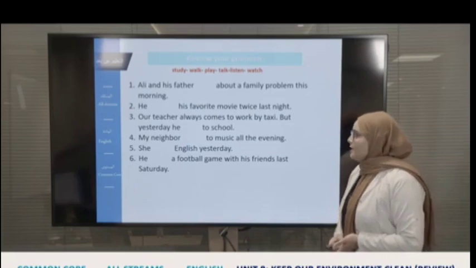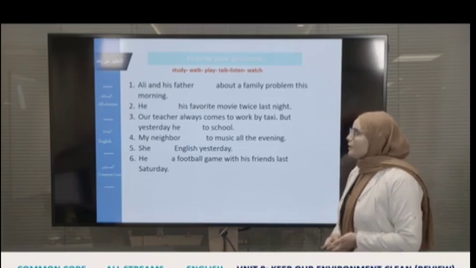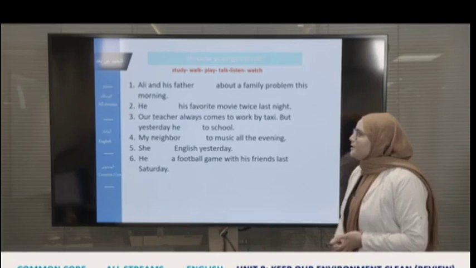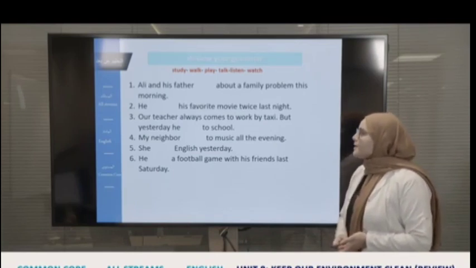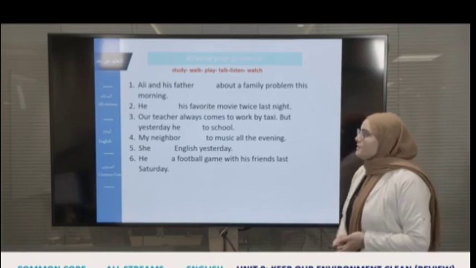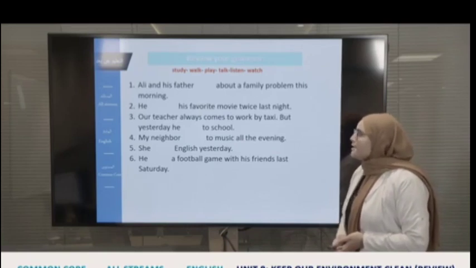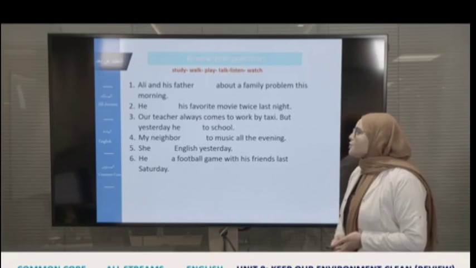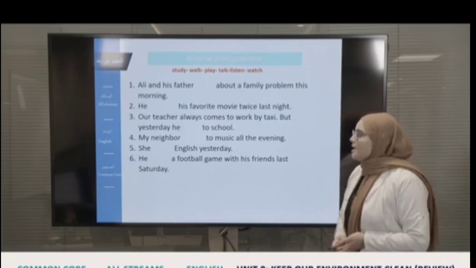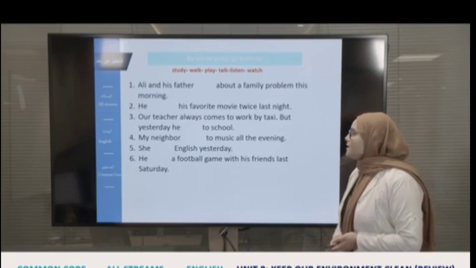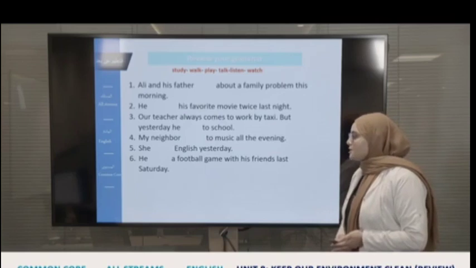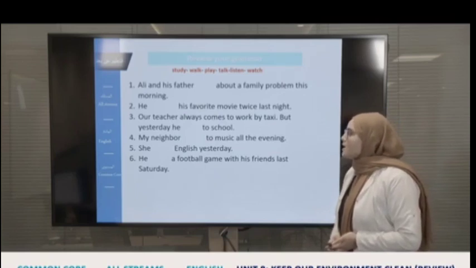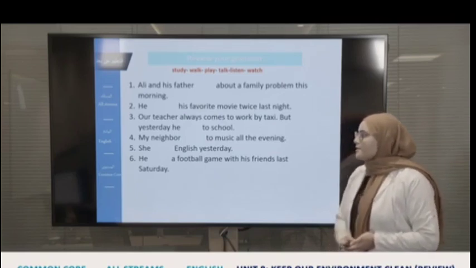So here we have to fill in the blanks with the appropriate verb. Number 1, Ali and his father about a family problem this morning. Number 2, his favorite movie twice last night. Number 3, our teacher always comes to work by taxi, but yesterday he to school. Number 4, my neighbor to music all the evening. Number 5, she English yesterday. Number 6, a football game with his friends last Saturday.